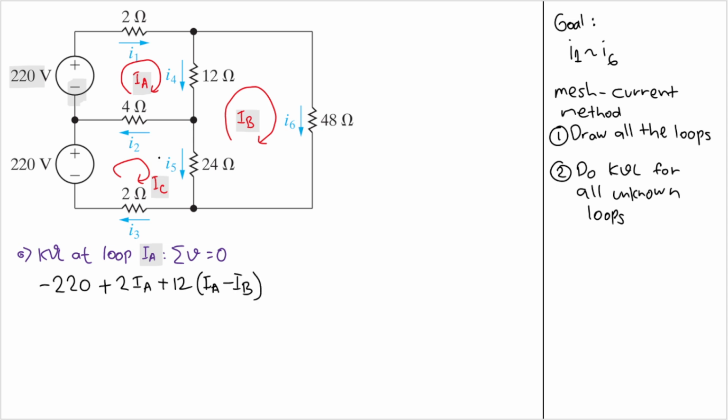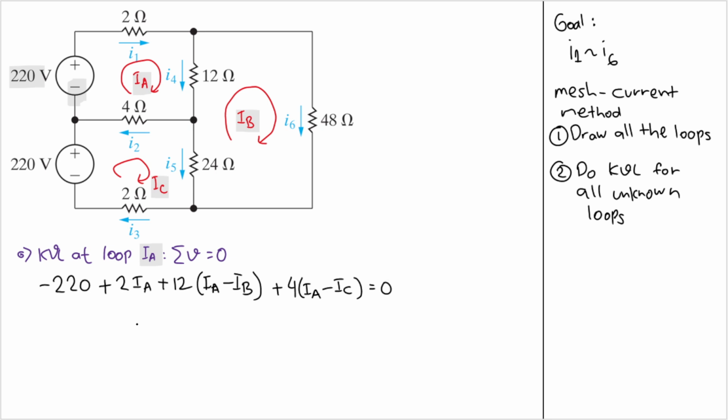Good. And now the last component here, this 4 ohm resistor. Similarly, I will have 4, and the first current that we need to multiply is IA. But then here IC is flowing in the opposite direction, right? IA is flowing to the left and IC is flowing to the right. So I'll have IA minus IC. Okay, all of that will equal to 0.